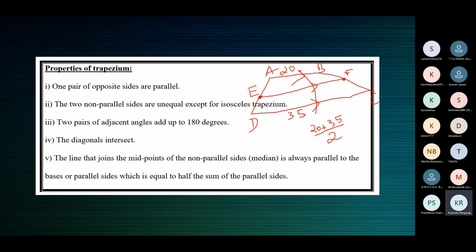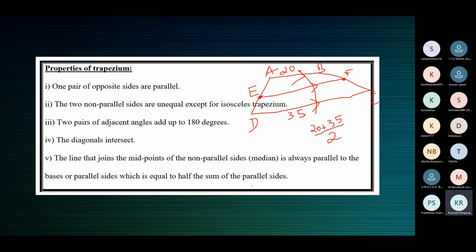So the property of the median is that it is parallel to the parallel sides. You should be repeating it at your end without unmuting. So EF is called the median. The median EF is parallel to AB and CD, the parallel sides of the trapezium. And the length of the median EF is equal to AB plus CD by 2, 20 plus 35 by 2, 27.5. That is what is explained in the last point.